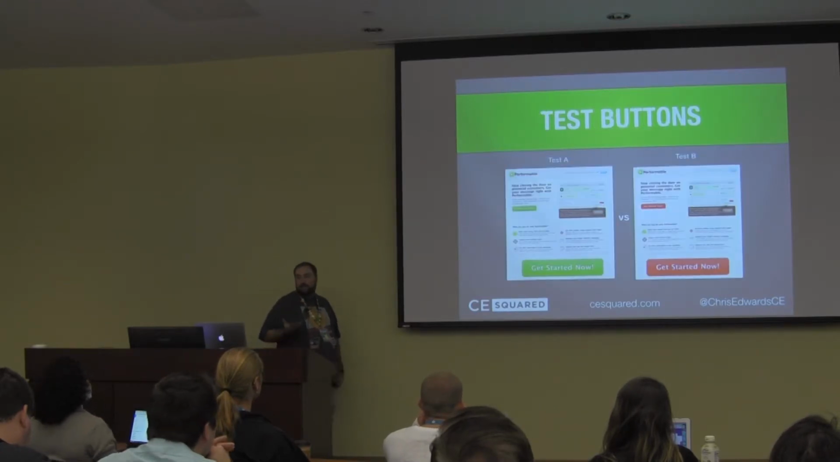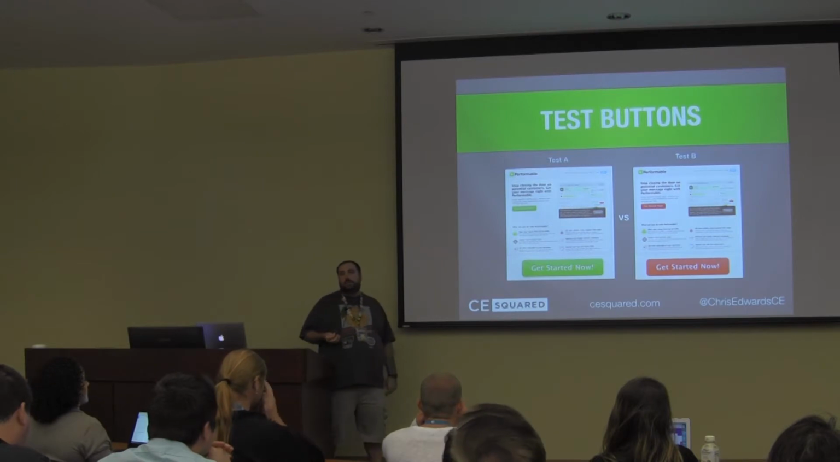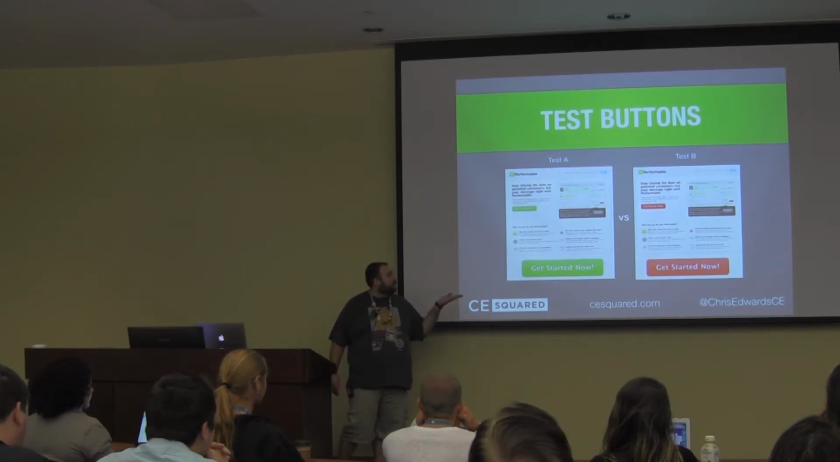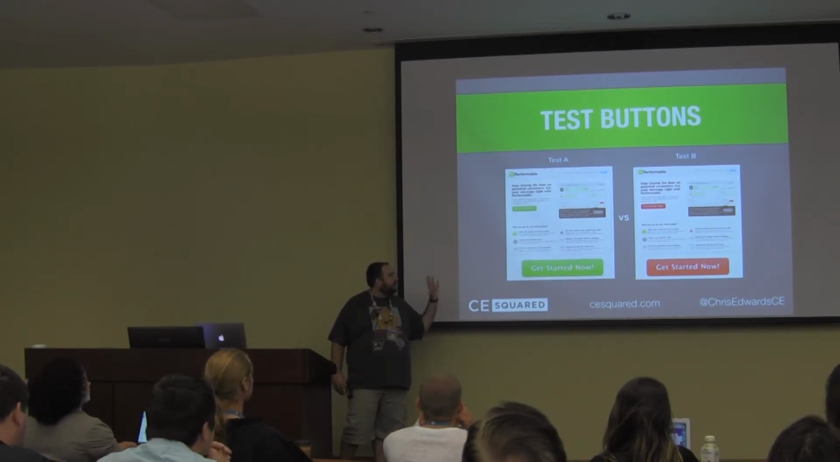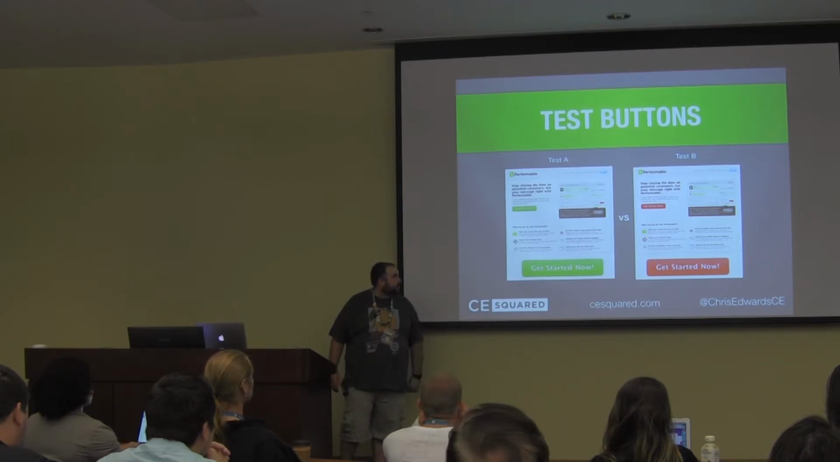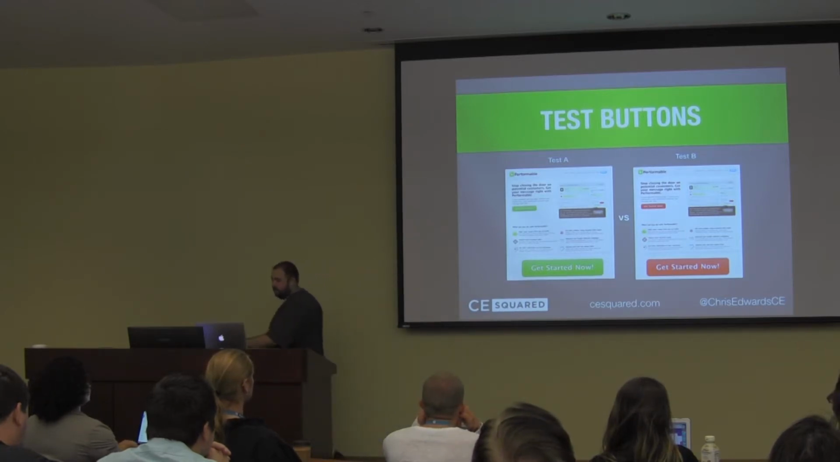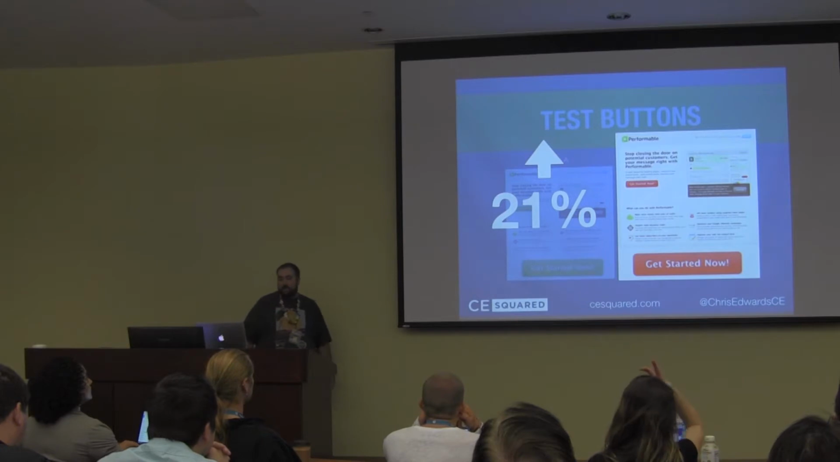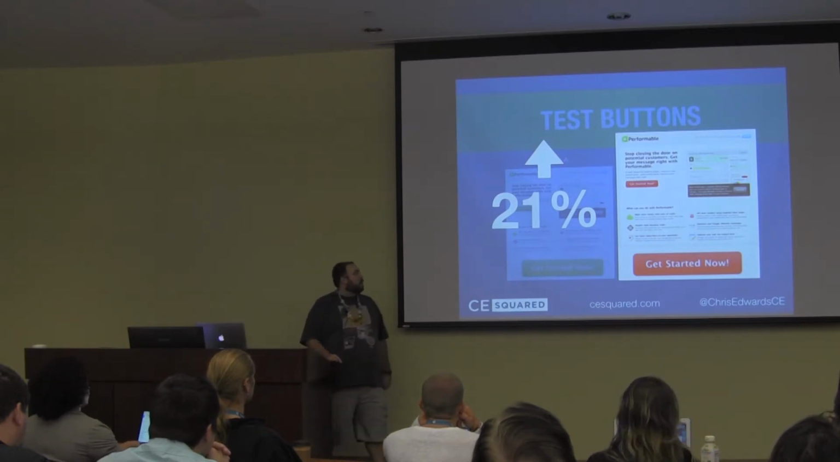So what do we test? We also test buttons. So this is just changing button color, right? Simple. There's nothing else that really changed in this. We just changed the button color, and I had a 21% increase with the variant.